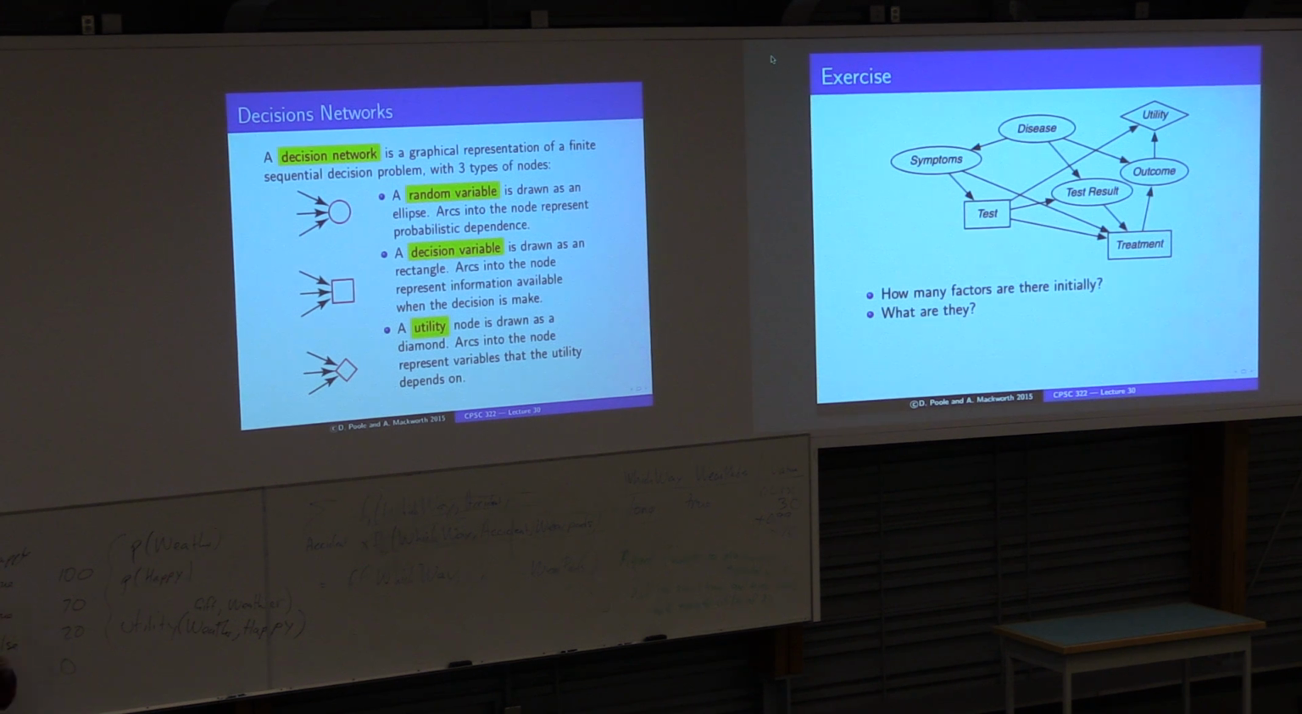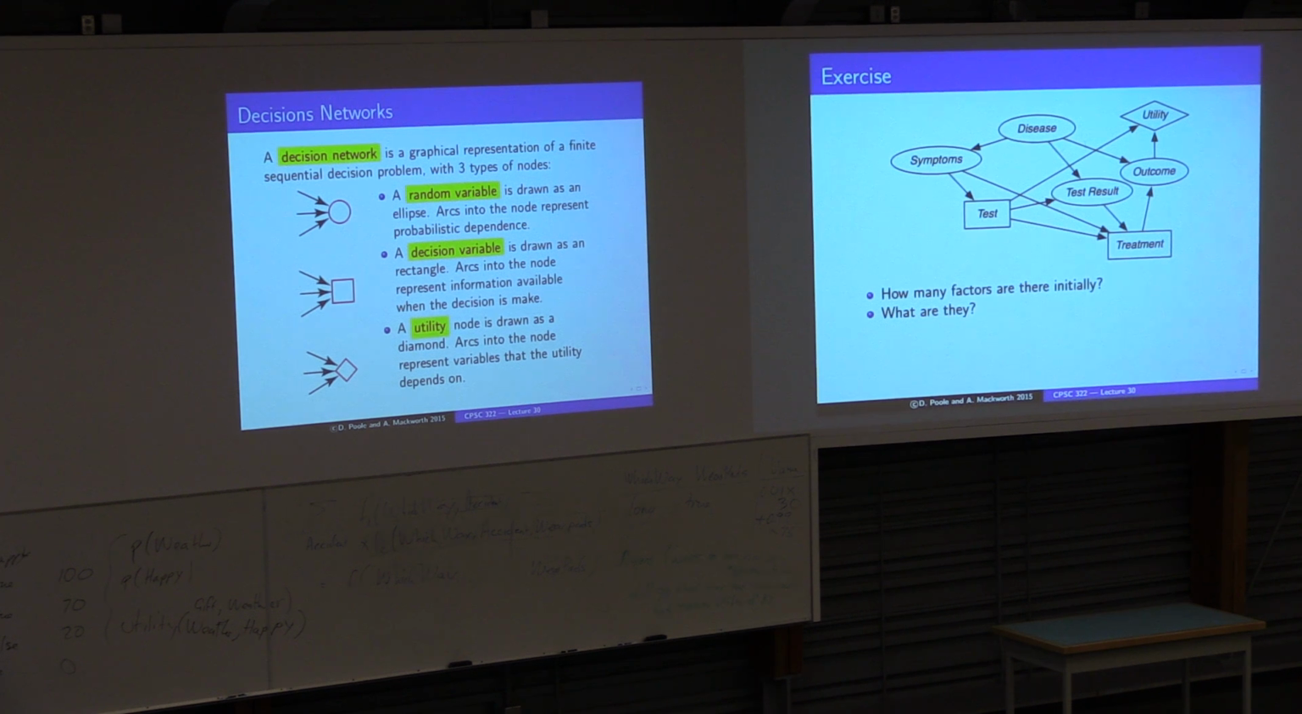So let's, because we messed that one up, let's do this one. So here's the story. I've got a disease. So someone has a disease, and from the disease, the symptoms depend on the disease. Based on the symptoms, I get to decide whether to do a test, or what test to give.